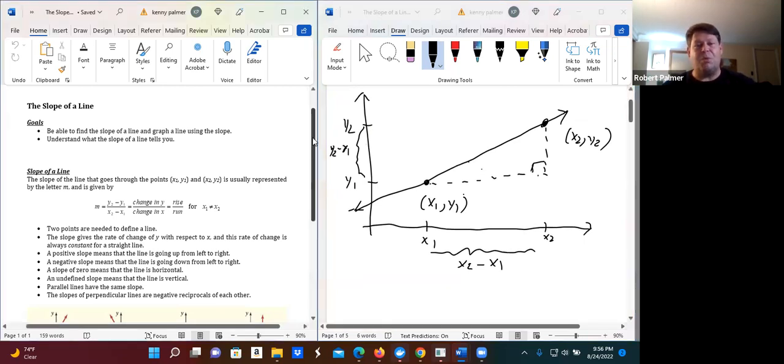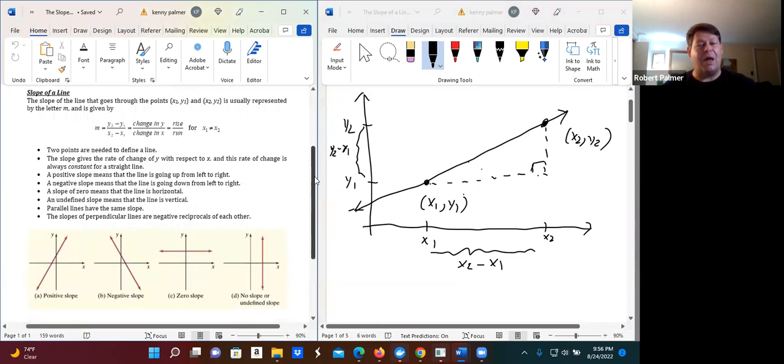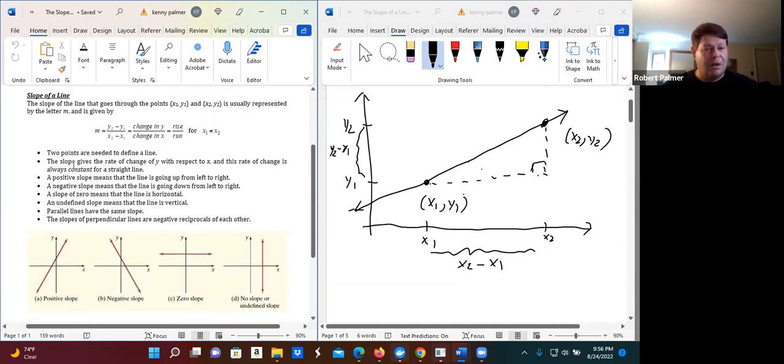Now, here are some things to point out about the slope. We have the slope of a few lines here below. Two points are needed to define a line. Next, the slope gives the rate of change of y with respect to x. For a straight line, this rate of change is constant. For a straight line, that slope never changes.